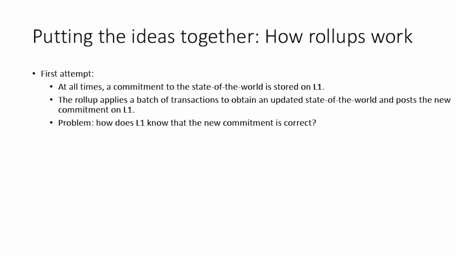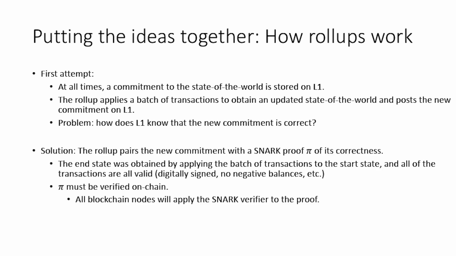And the rollup will take a batch of transactions and apply it to the current state of the world to get an updated state of the world, and then post a commitment to that updated state on the L1. And the problem is just how does the L1 know that the new commitment is correct? Basically the SNARK is going to prove that. So the rollup will also post to L1 a proof that the updated commitment followed from applying a series of valid transactions to the old state of the world, and everything was valid, and the new state of the world produced this new commitment.